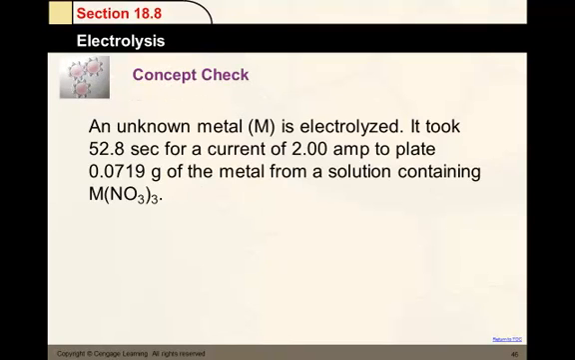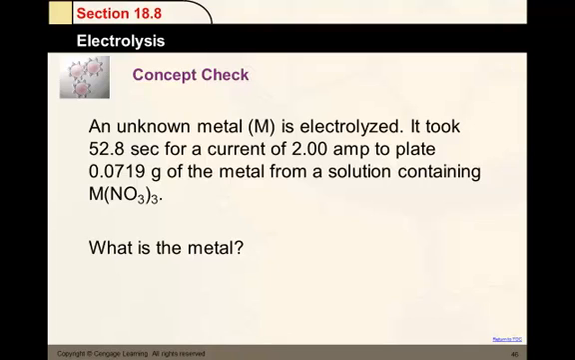So let's look at an example where we have an unknown metal M and it's electrolyzed. Electrolyzed means that this reaction does not occur naturally and that you need electric current to force it to happen. It took 52.8 seconds for a current of 2 amps to plate 0.0719 grams of the metal from a solution containing MnO3. So the question is, what is the metal? What kind of metal is it?